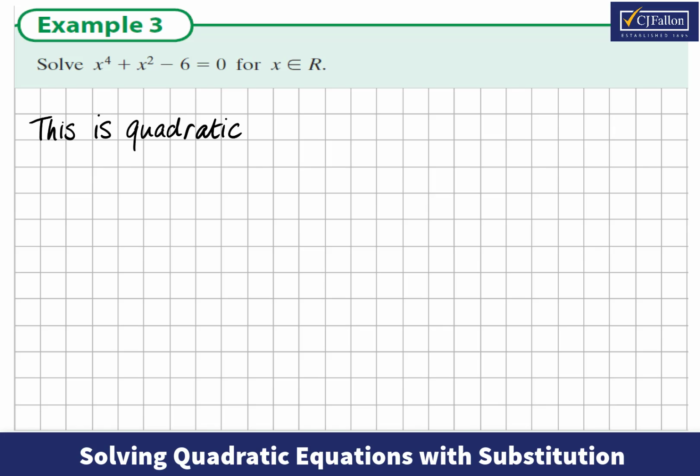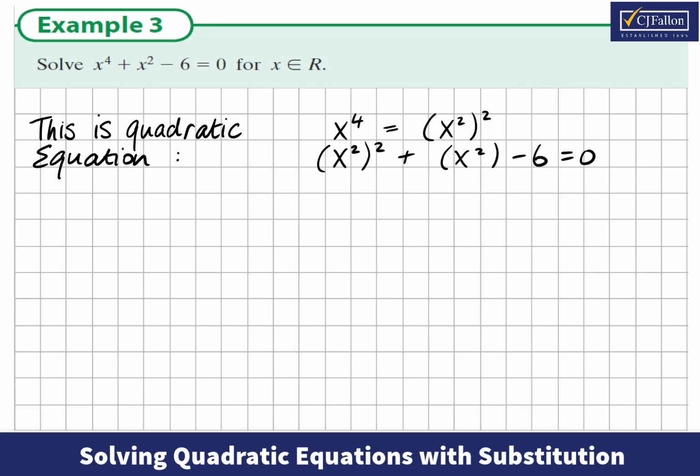But when you look at the relationship between the x terms, you will notice that x to the power of 4 is the same thing as x squared, squared. So we could re-express our equation in terms of x squared. So the first term would be x squared squared plus x squared minus 6 equals 0. And if you look at this, we see what we have is a term squared, a term, and then a constant term.